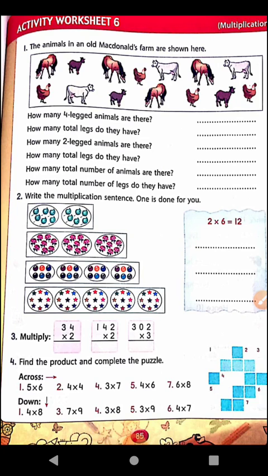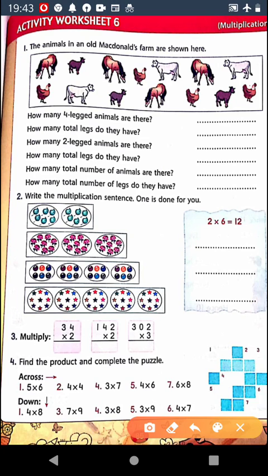Now first, the animals in an Old McDonald's farm are shown here. Some animals are shown here. Now you have to answer the questions which are given. First is, how many four-legged animals are there? Four-legged means animals with four legs. So how many four-legged animals are there?